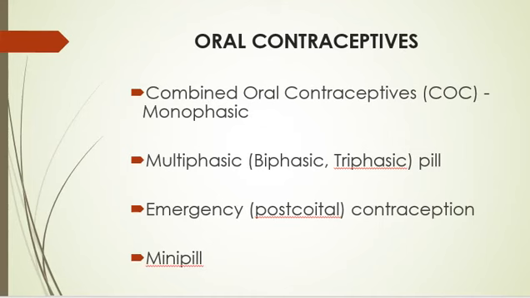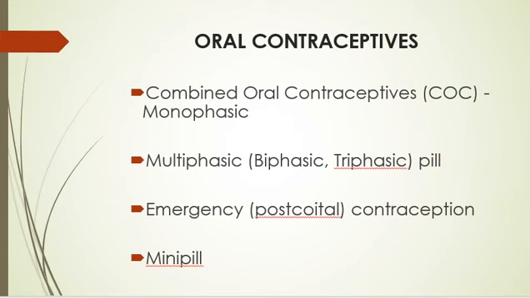The oral contraceptive, which is the most popular form of hormonal contraception being used, comes in various forms. The most common is the combined oral contraceptive. It consists of an estrogen and a progesterone component. The combined oral contraceptive is usually monophasic, that is, a fixed amount of estrogen and a fixed amount of progesterone are present. Then there is a multiphasic pill, which can be in a biphasic or triphasic form. The details will come later.